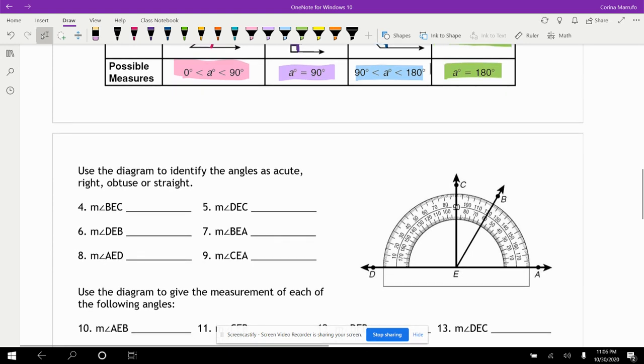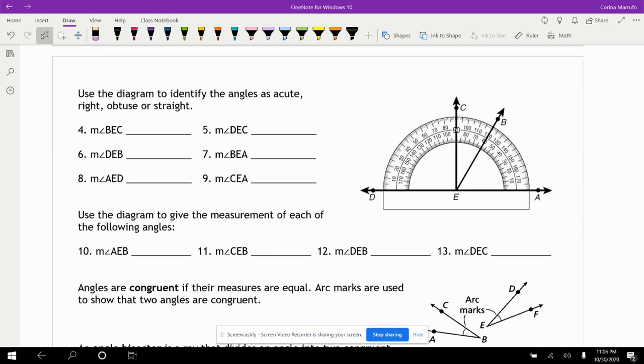All right, so here it says use a diagram to identify the angles as acute, right, obtuse, or straight. Let's go ahead and look at the first angle they want us to look at. It is the measure of angle BEC. So I'm going to start off with B to E to C. It's talking about this angle here. They just want us to tell whether it is acute, right, obtuse, or straight. So this is acute. Sorry, I missed that one. Acute, it's less than 90.